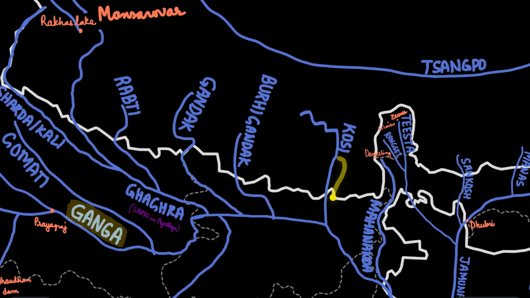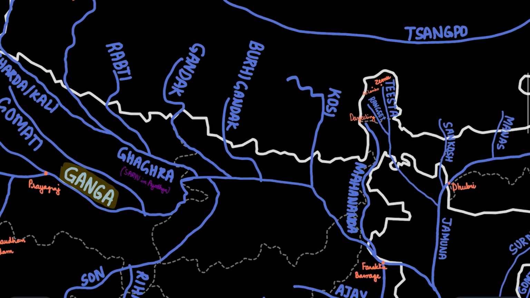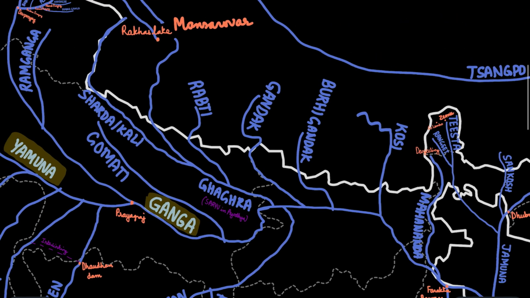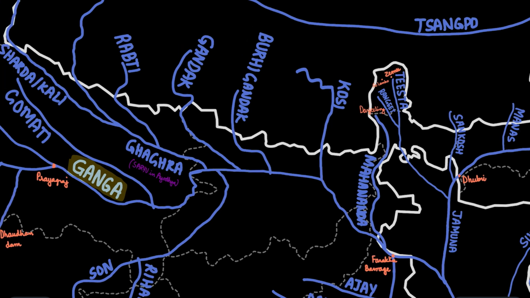This is Koshi. Koshi is also called the sorrow of Bihar because it used to change its course many times, and since it brought a lot of sediments, it was very natural for it to change its course. These are the major tributaries from here. Then we have Mahananda, which originates somewhere near the Darjeeling Hills in West Bengal. It joins Ganga near Bangladesh.